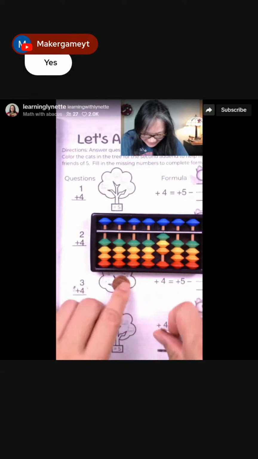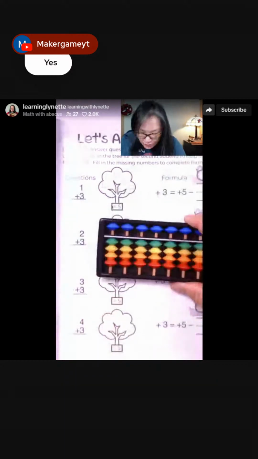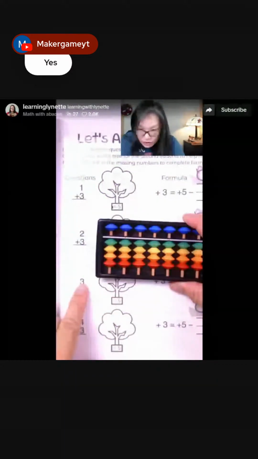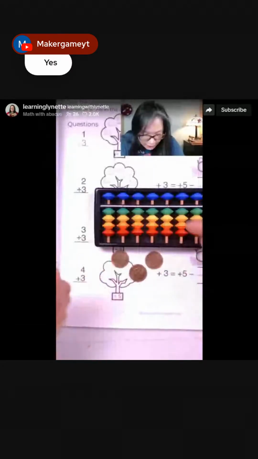We can do it again. We have another one we can do. We can do the 3. When we do the 3, it's the same thing. I have 3 on the abacus, but we need to know the partner of 3. When we know the partner of 3, what are we going to do?